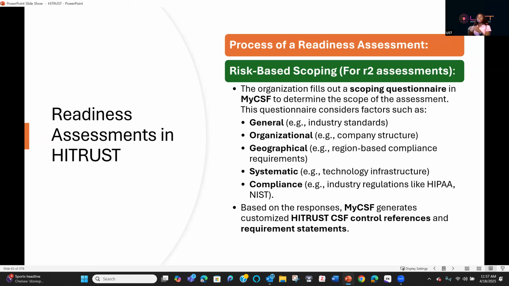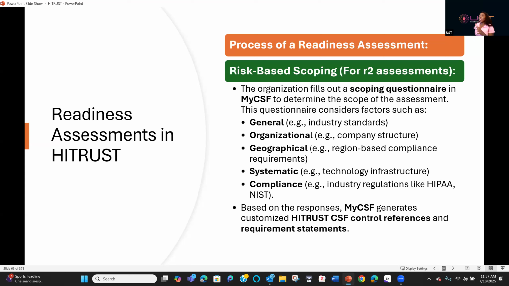Therefore, systematic, we talk about the technology structure. This is something that we're going to discuss in depth, of course, sometime in the future. And then for compliance, maybe what authoritative sources you guys go with, regulations like it can be HIPAA, FISMA, and the like. So based on the responses, my HITRUST framework, this MyCSF would generate a customized set of HITRUST controls, references, and requirement statements.